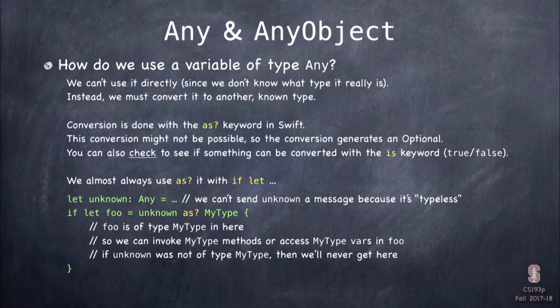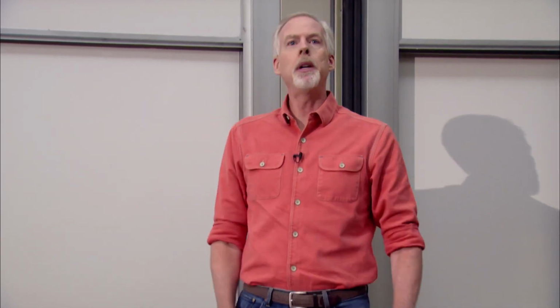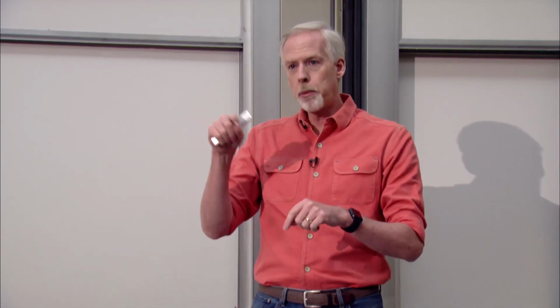And you can see this is nice. It reads like English. If I can let foo equal unknown as MyType, then I'm going to use it as MyType. That's it. It's very simple. That's how we access Any. And if unknown was of some other type and couldn't be interpreted as MyType, then the curly braces stuff doesn't happen. You could even say else, and something else would happen. That would be fine too.